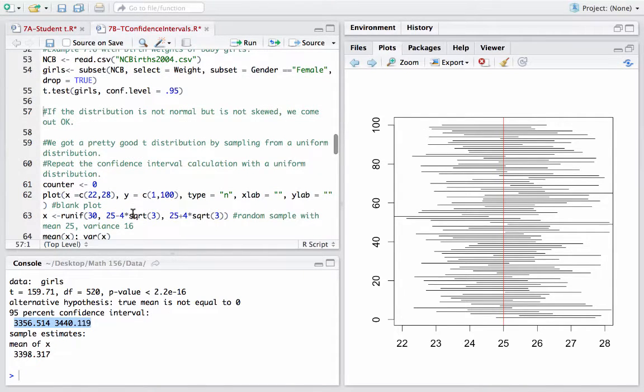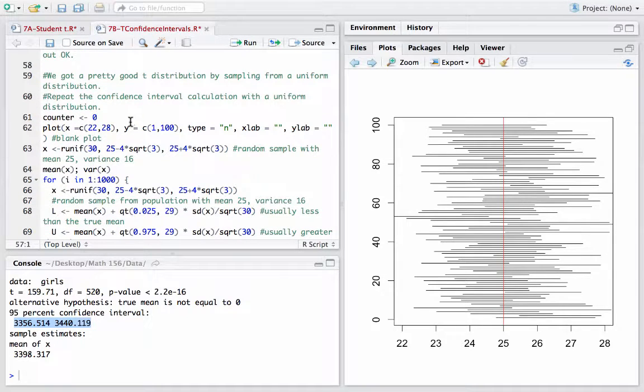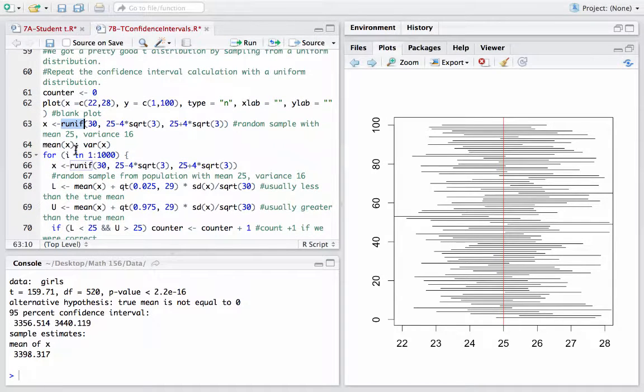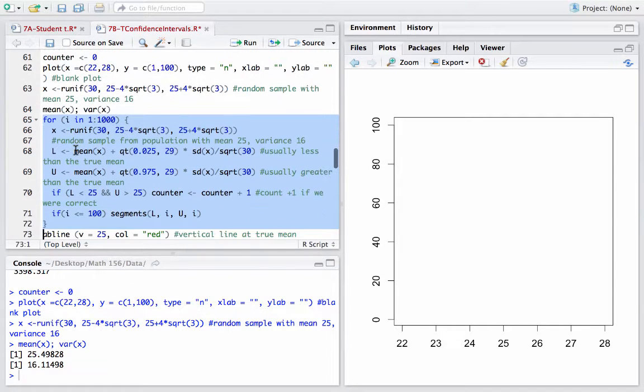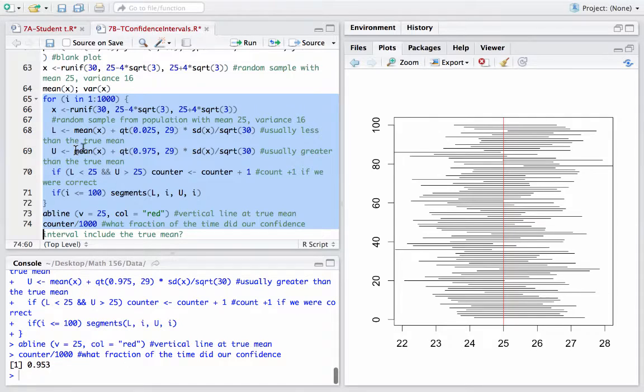And in fact, we're going to do that here. So this is similar code to before, but now instead of drawing from a normal, we're drawing randomly from a uniform. Paul has gotten a little cute here and rigged the endpoints such that the mean will be 25 and the variance will be 16. Everything else will be the same. So let's run the code and see. Again, some of the confidence intervals capture the mean, some don't, and about 95% of the time it worked.